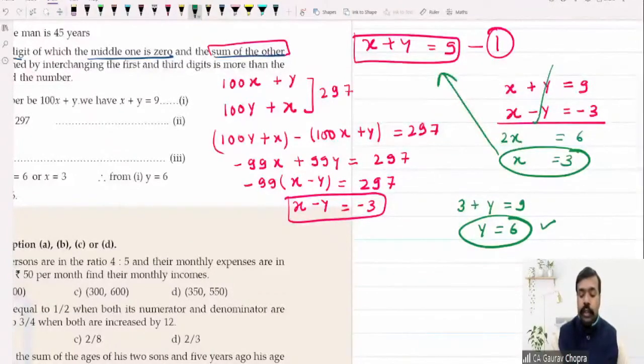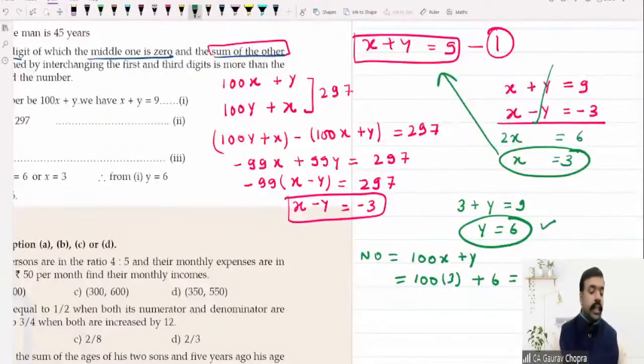So what will be the number? Hence, the number is equal to 100x plus y. So 100 into 3 plus 6, so 306 is the required number.